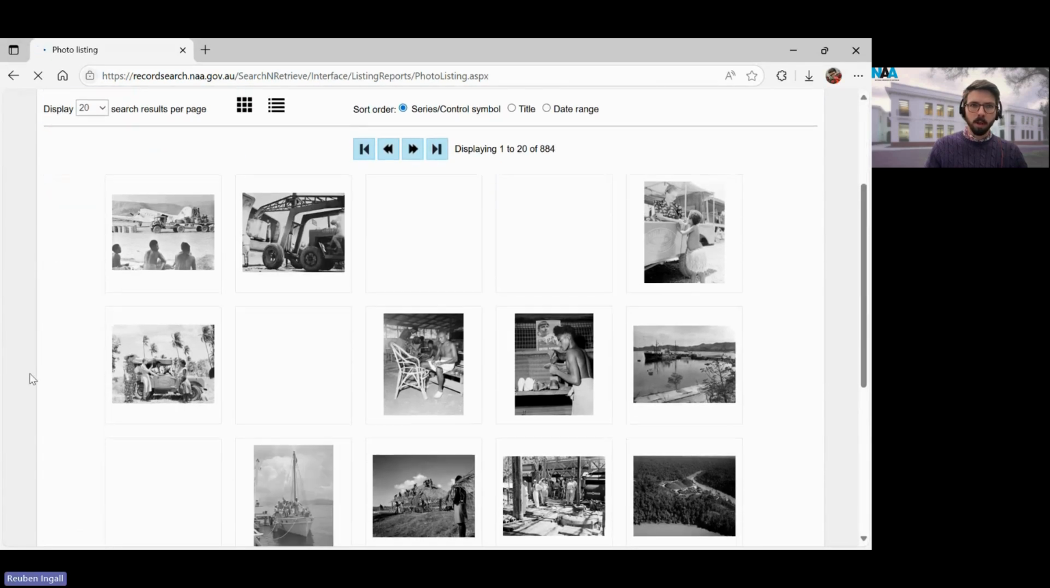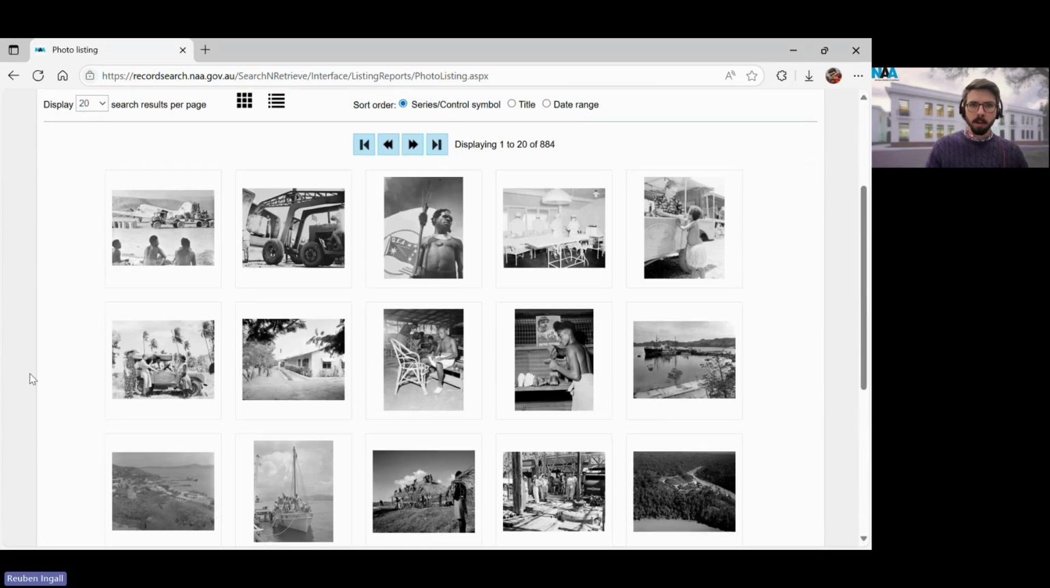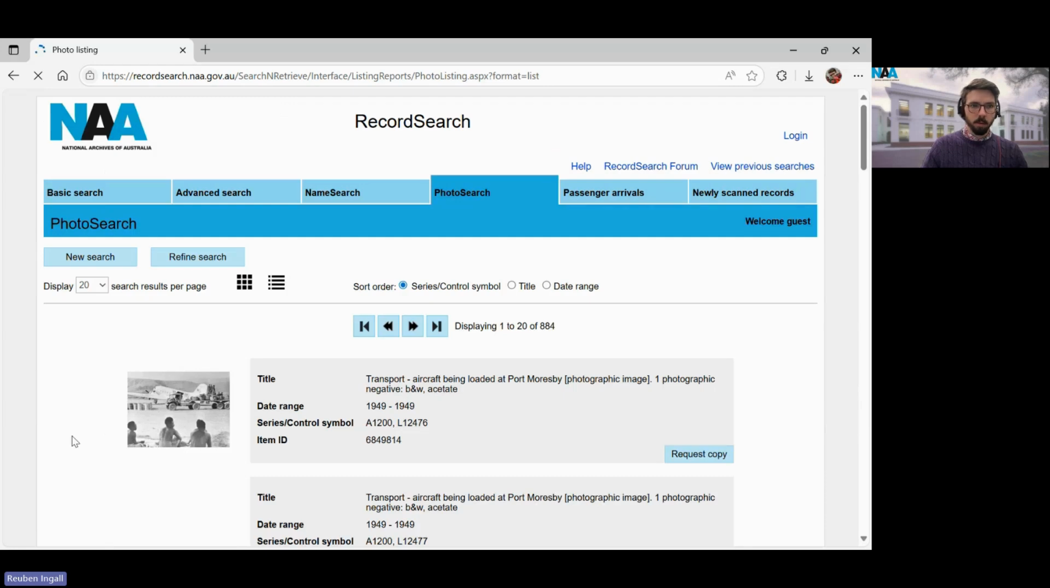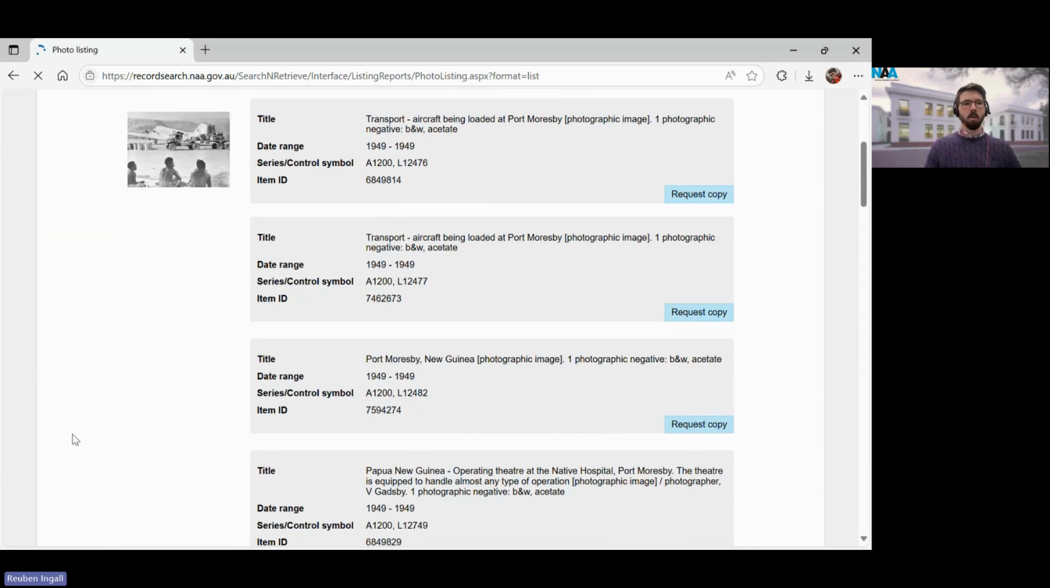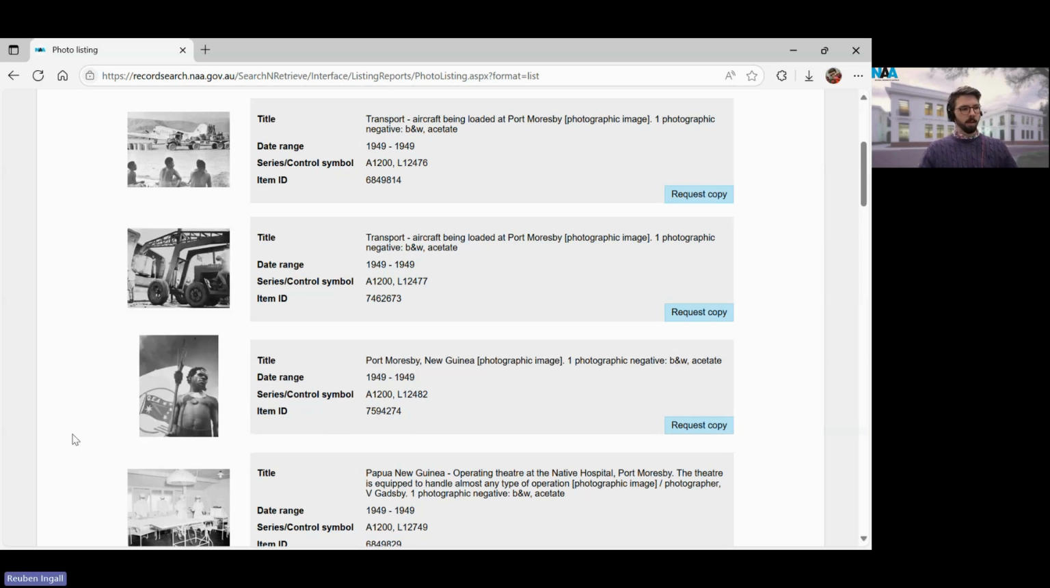And we'll see any photos. And we can change our view as well from the grid to seeing a bit more information like the title and the date and so on about each photo as they load in there.